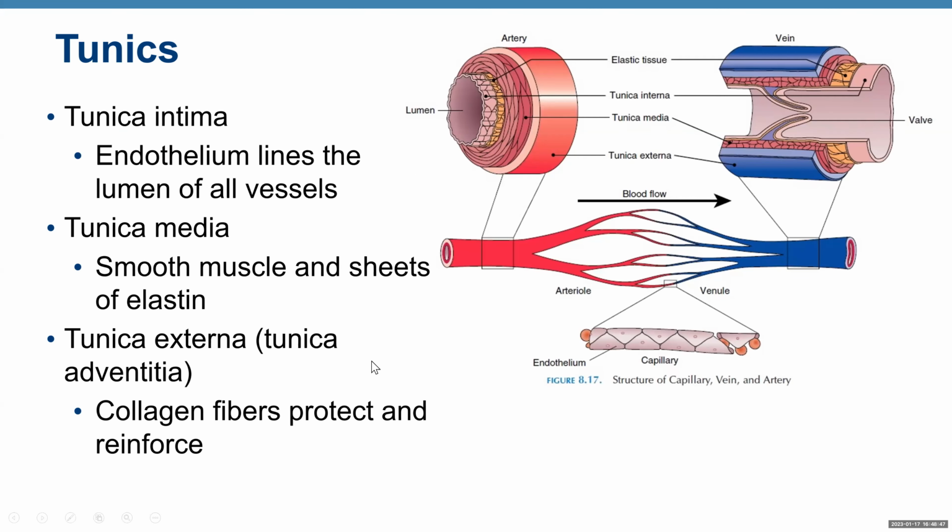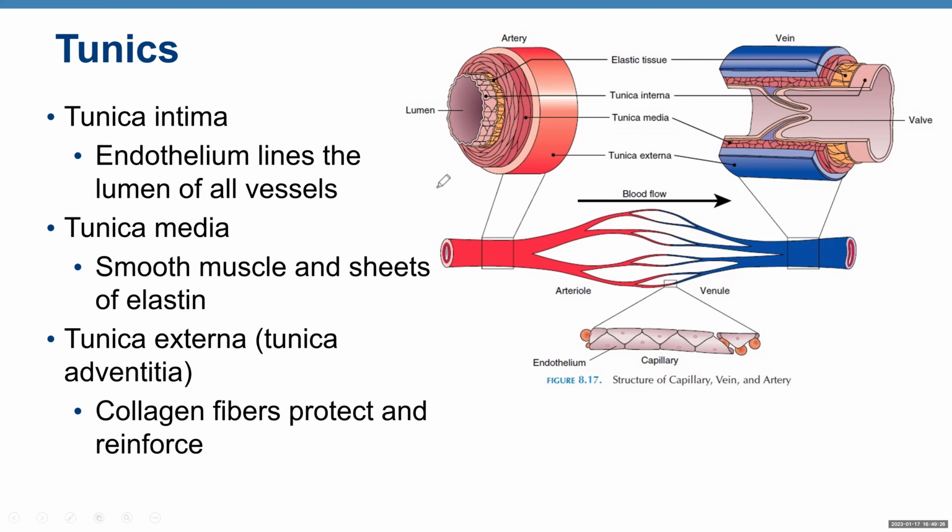So here are our tunics. Tunica intima is the endothelium that lines the lumen of all vessels. Tunica media has smooth muscle and sheets of elastin, so not only elastic tissue, but also smooth muscle, which is connective tissue. Tunica externa, also called tunica adventitia, has collagen fibers that protect and reinforce blood vessels.